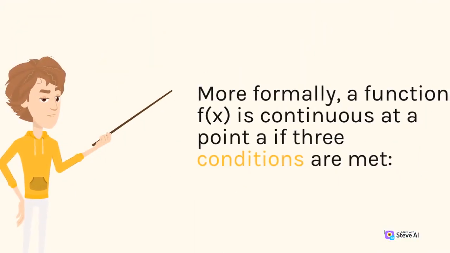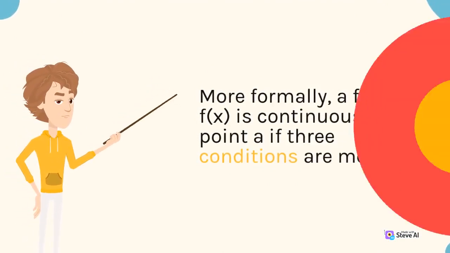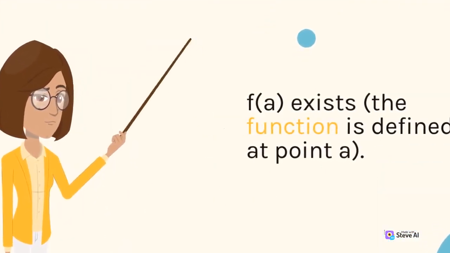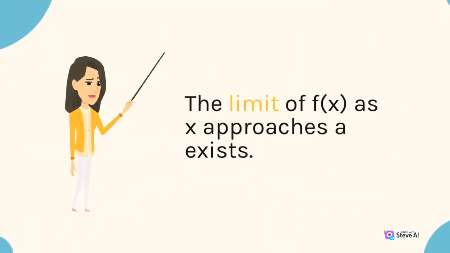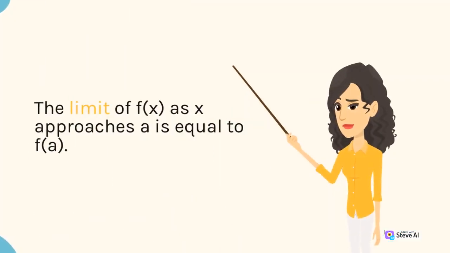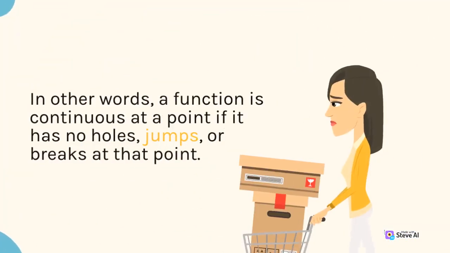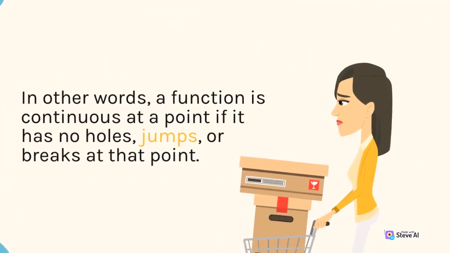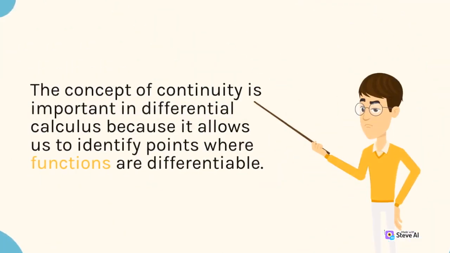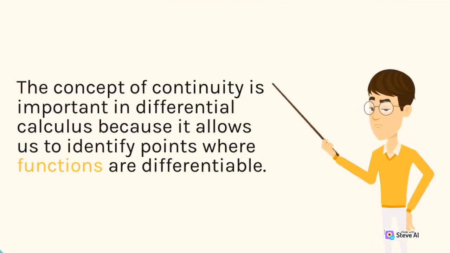More formally, a function f(x) is continuous at a point a if three conditions are met. f(a) exists, the function is defined at point a. The limit of f(x) as x approaches a exists. The limit of f(x) as x approaches a is equal to f(a). In other words, a function is continuous at a point if it has no holes, jumps, or breaks at that point. The concept of continuity is important in differential calculus because it allows us to identify points where functions are differentiable.